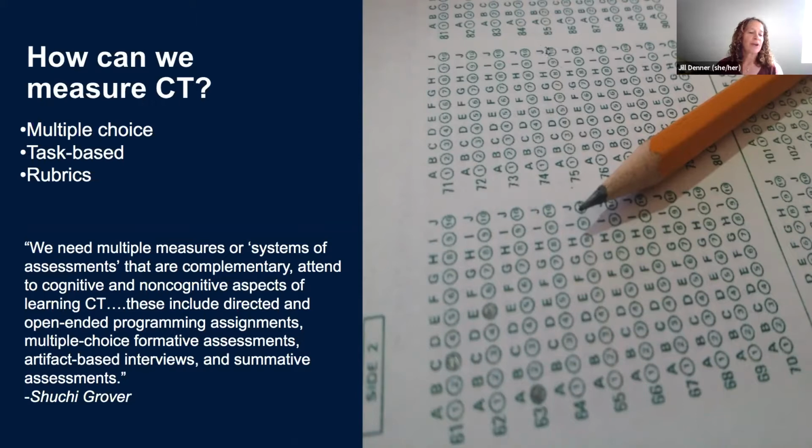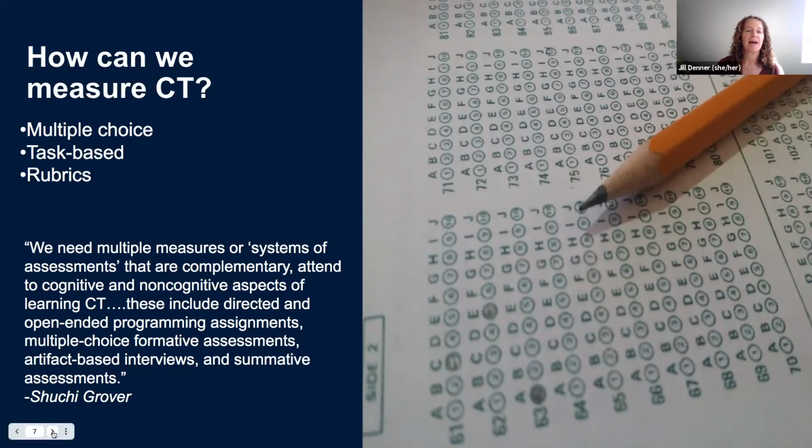And Shuchi Grover here, I have a quote from her because she's done a lot of work in the field of assessment and computational thinking. And she says we need multiple measures or systems of assessments that are complementary, attend to cognitive and non-cognitive aspects of learning computational thinking. These include directed and open-ended programming assignments, multiple choice formative assessments, artifact-based interviews, and summative assessments.